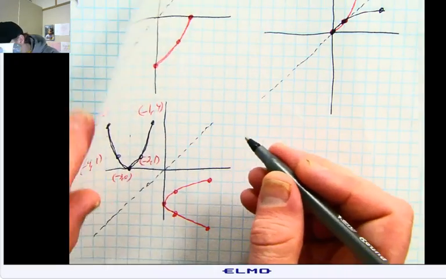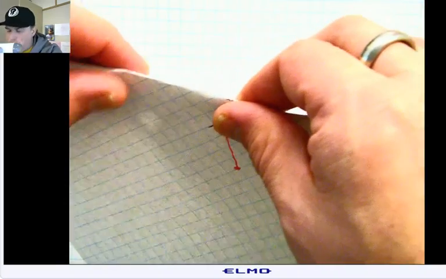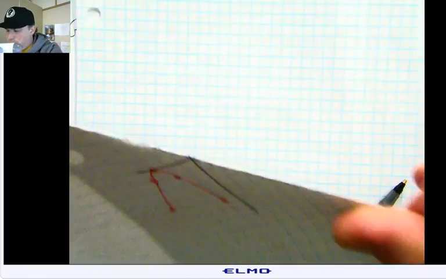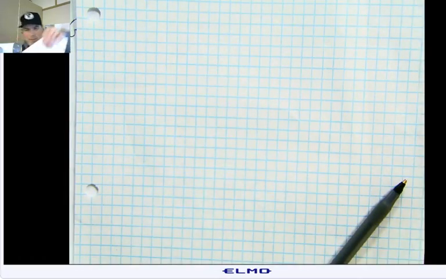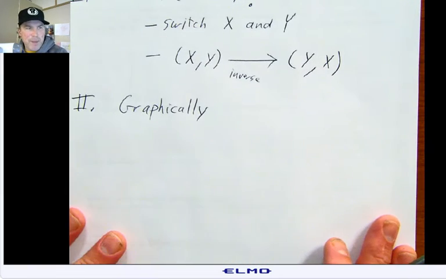And I can prove that by folding along the line. Sorry, I've run out of camera. So I'm folding along my inverse line. And then if I hold my graph up to the light, the two graphs completely overlap with each other. So it's a reflection over the line y equals x. So graphically, that would be the best description.